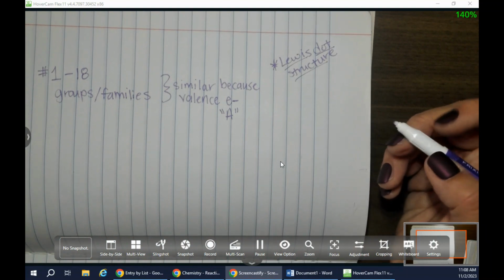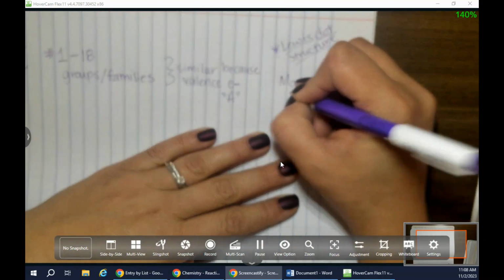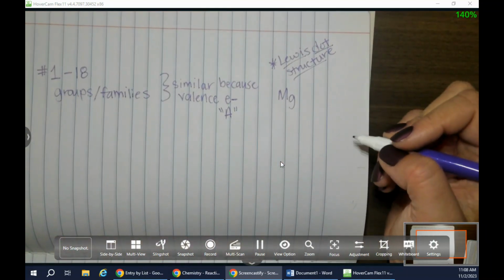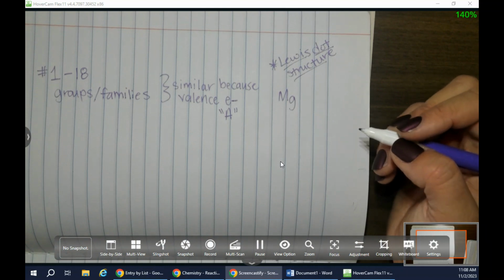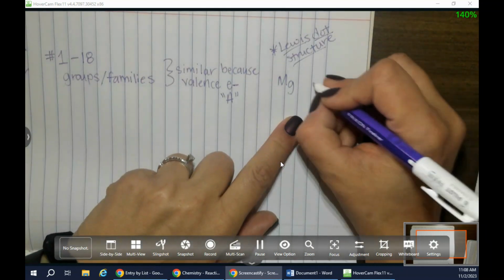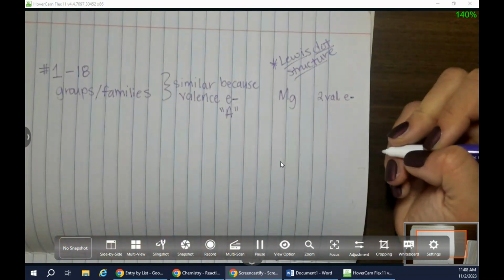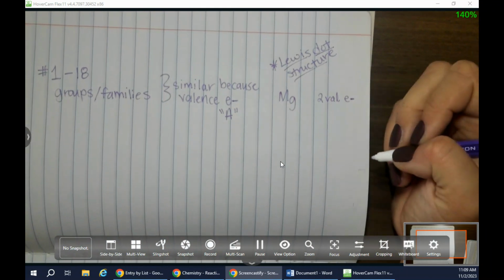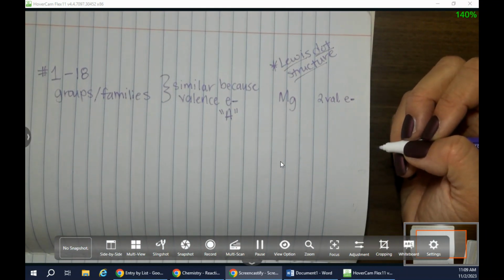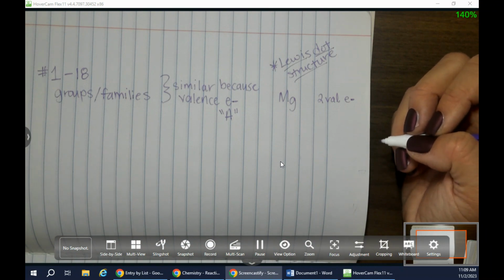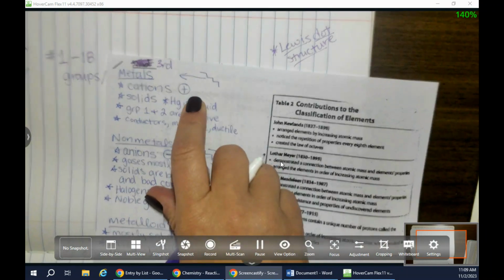Just to pick a couple random ones, I'll put something like, let's do magnesium. So magnesium is in group 2. How many valence electrons does magnesium have? 2. It has 2 valence electrons, right? Okay. It's a metal. So does that one form a cation or an anion? That was from yesterday. A cation. So remember, our metals form cations, okay?